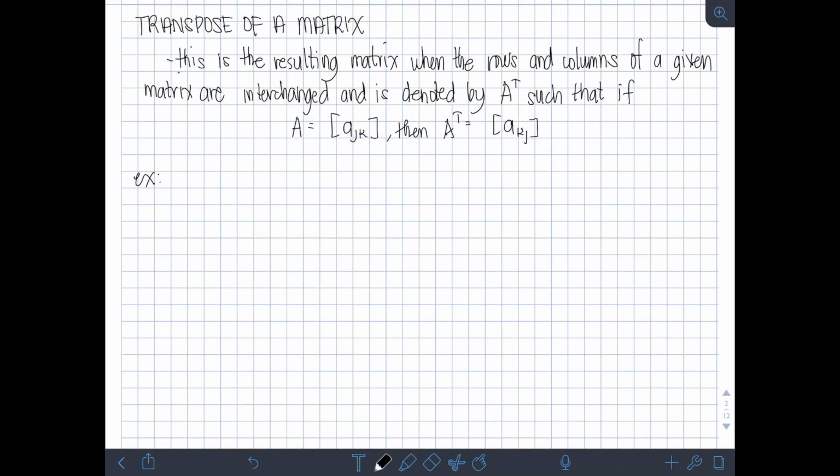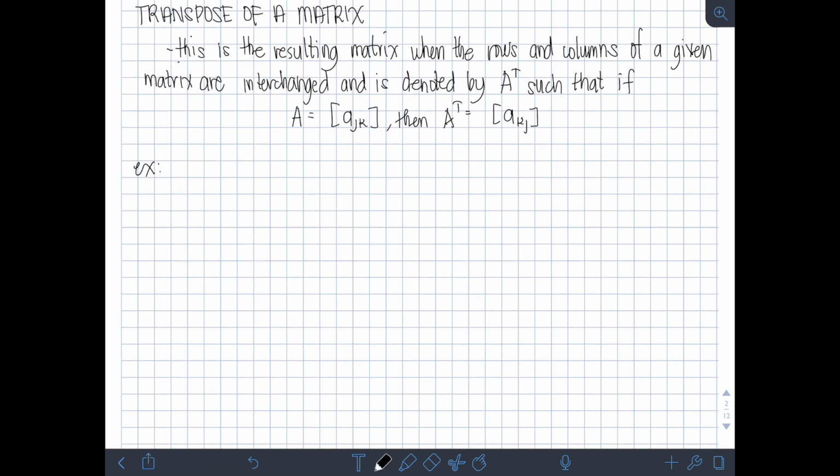Okay? Next, we have the transpose of a matrix. So, ano ba yung transpose ng matrix? This is the resulting matrix when the rows and columns of a given matrix are interchanged and is denoted by A raised to T such that if A is equal to a sub jk, then A raised to T or A transpose is equal to a sub kj. So, pagbabalik-tanawin rin daw natin yung elements ng row sa columns. Kapag in-interchange natin yun, mahanap natin yung transpose ng matrix.